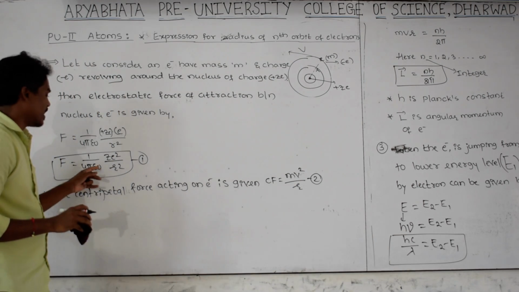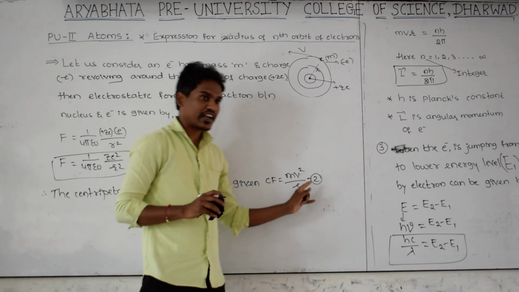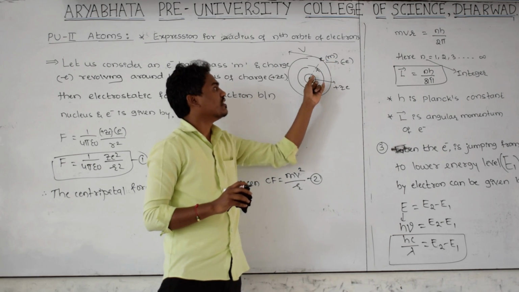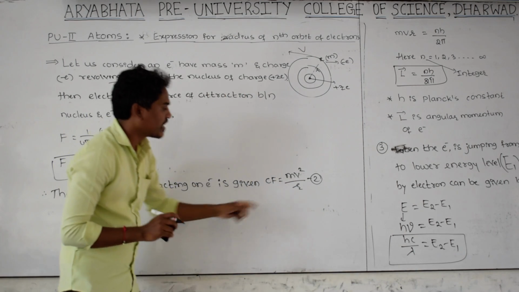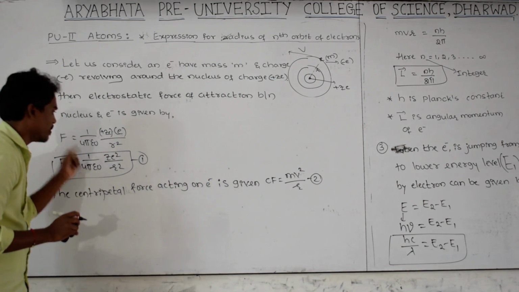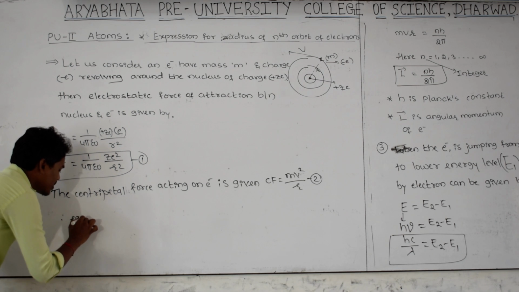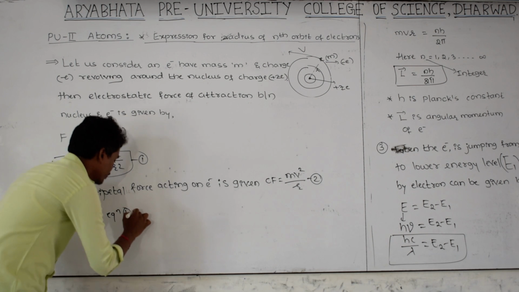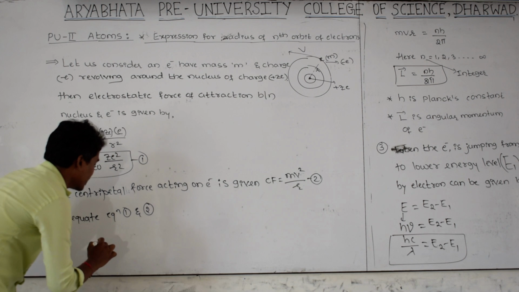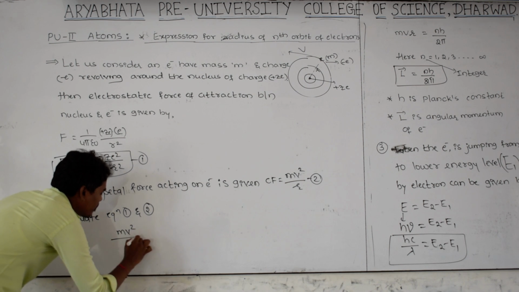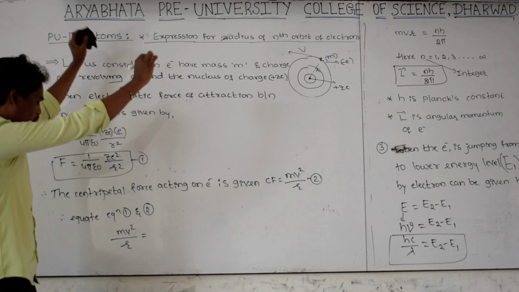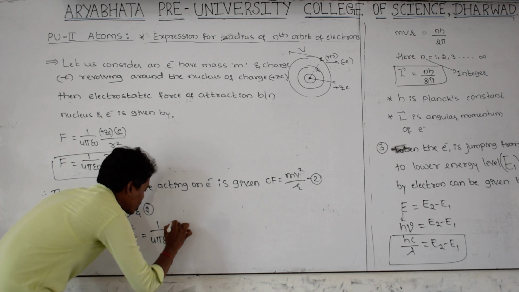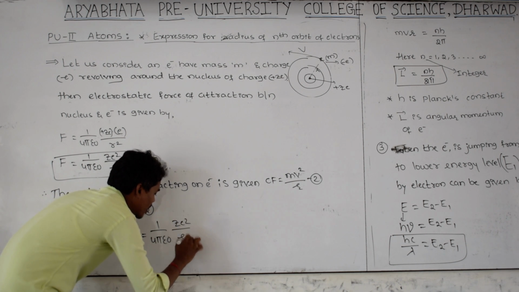The magnitude of the electrostatic force of attraction and the magnitude of the centripetal force are both the same, because the centripetal force on the electron is provided by the electrostatic force of attraction. Therefore, equate equation number 1 and 2. You get mv square divided by r is equal to 1 by 4 pi epsilon naught z e square divided by r.